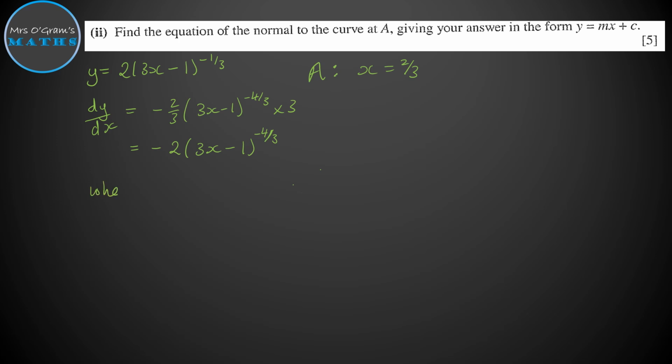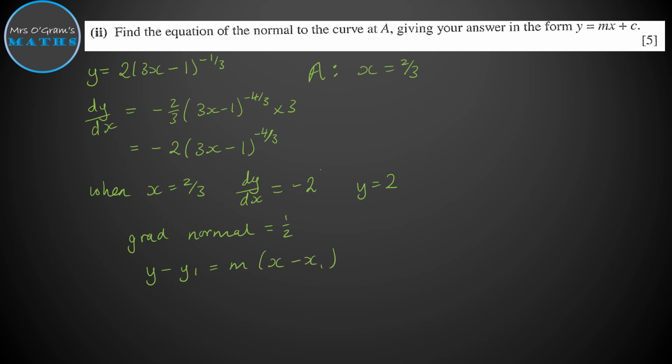So when x is 2/3, dy by dx will be equal to -2 if you substitute that in, and y is also 2 at that point. That'll be enough information to be able to work out the gradient of the normal, which of course will be the negative reciprocal, so that's half, and then the equation of the line, and we've got the x and y coordinates as well.